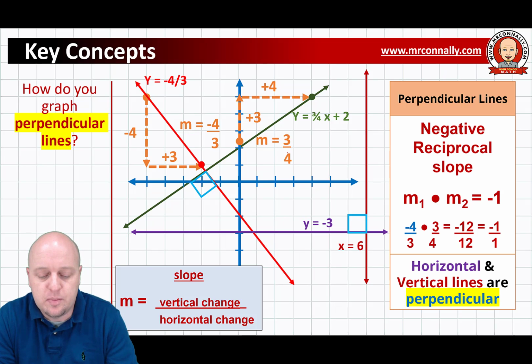That means if I multiply 3/4 times -4/3, I will get -1/1, which is -1. Another way to think of it is they're a negative reciprocal. So I take the opposite of 3/4, which is -3/4, and then I take the reciprocal of that, which is 4/3. I get -4/3 is the negative reciprocal of 3/4. And lastly, don't forget, horizontal and vertical lines are perpendicular. All right, let's get started.